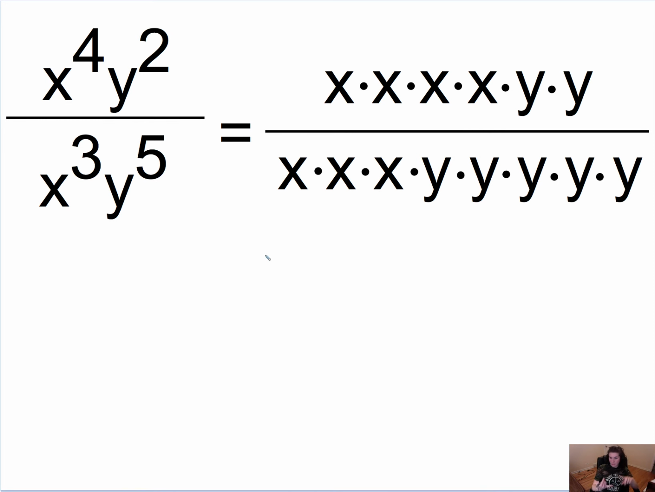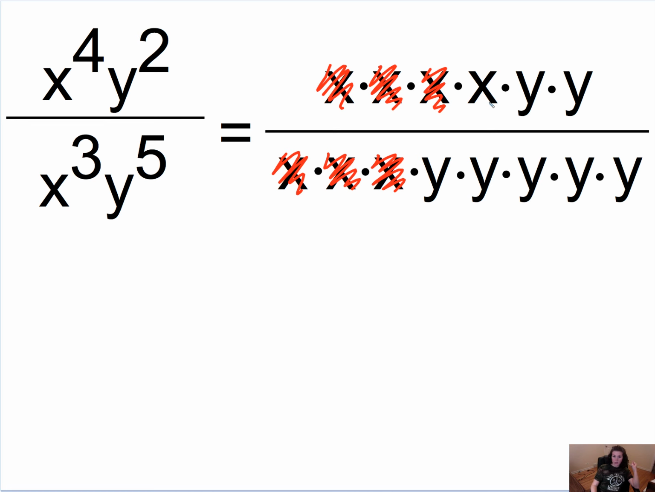Now whenever you have the same thing in the numerator and the denominator, they cancel each other out. So I'm going to look for things that I have in common. Well, I could see that they both have an x. So this x is going to cancel out with this x. I'm going to keep going until I can't cross any more out. Okay, I've got another x in the numerator and the denominator, so I'm going to cancel those out. I've got another x in the numerator and the denominator, so I'm going to cancel those out.